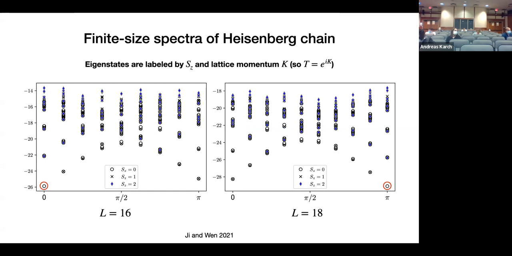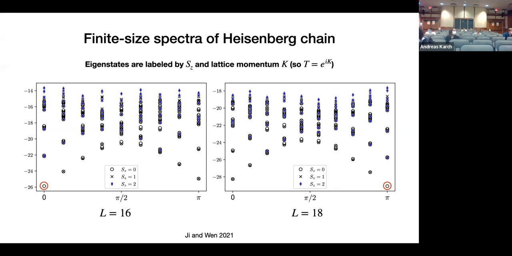For example, in the Heisenberg chain. To see visibly what happens, let's look at the finite size spectrum of a Heisenberg chain. I should have written down the Hamiltonian, just the nearest neighbor Heisenberg interaction. Here I plot the energy levels and eigenstates labeled by SZ and lattice quantum numbers. This is K, the logarithm of the eigenvalue of lattice translation. Here are two plots, one for 16 sites, one for 18 sites. There are lots of details that are hard to keep track of. The points are on top of each other.